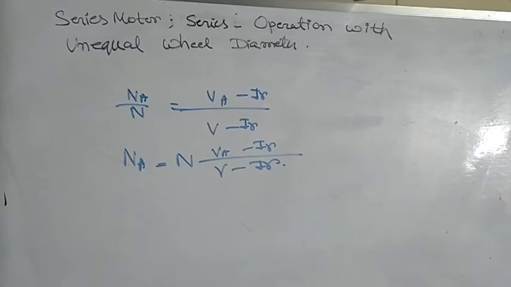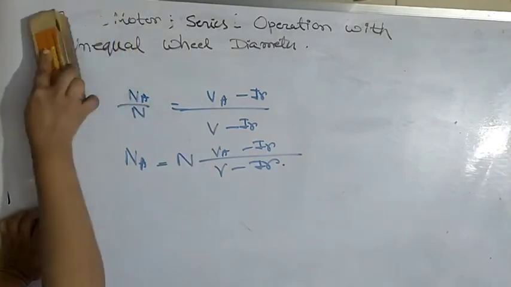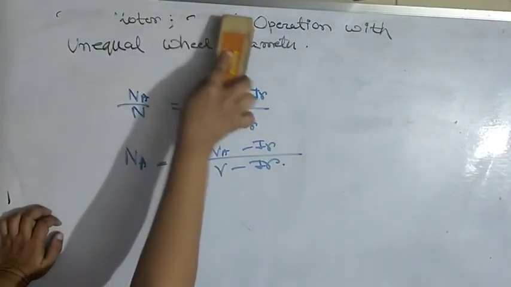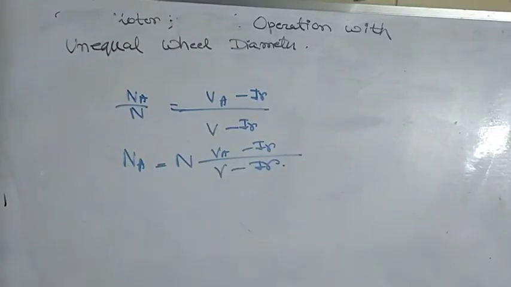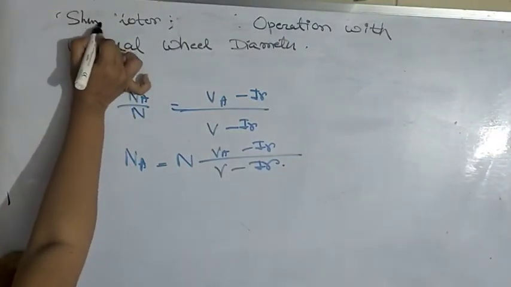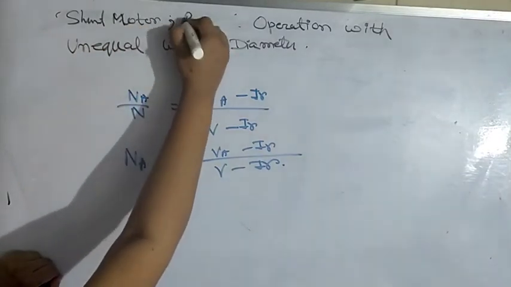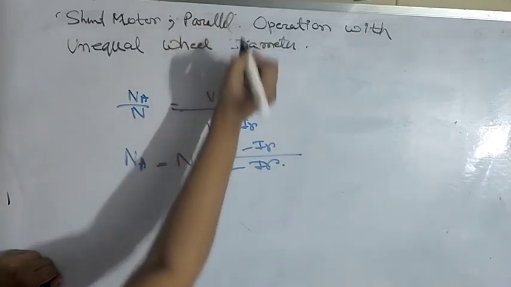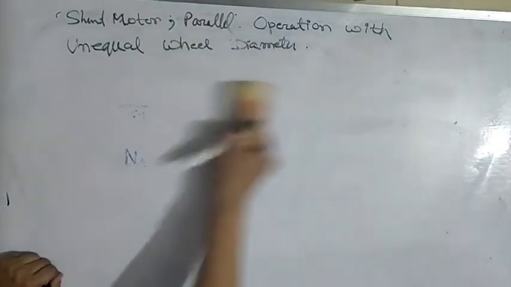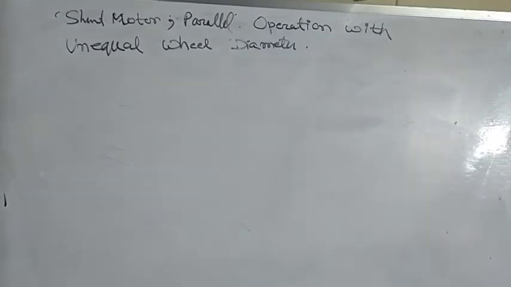Of course, when motors are series connected there is no difference in their loading in terms of current, but the power inputs are slightly different. Next is the shunt motor parallel operation with unequal wheel diameter.